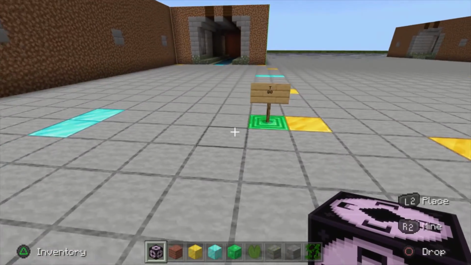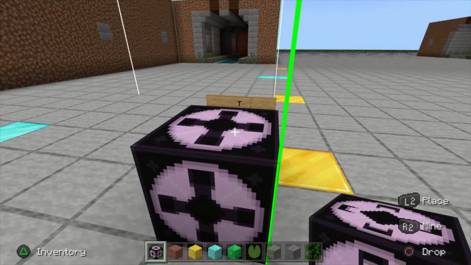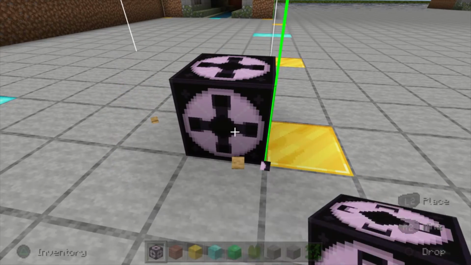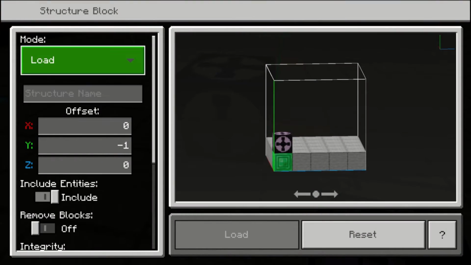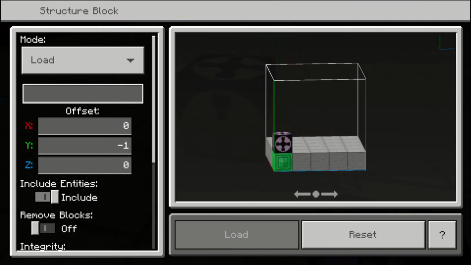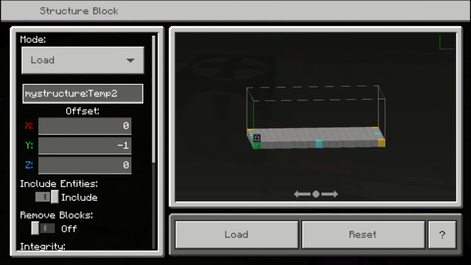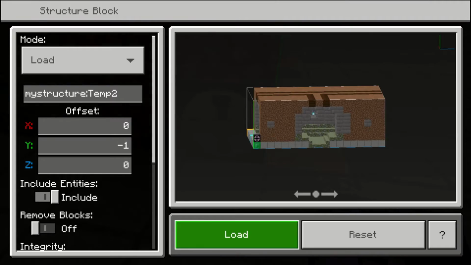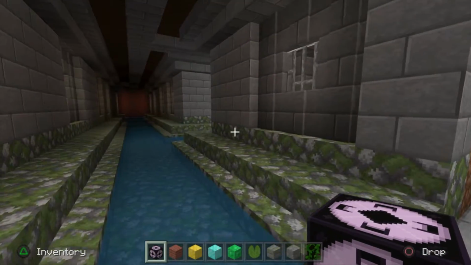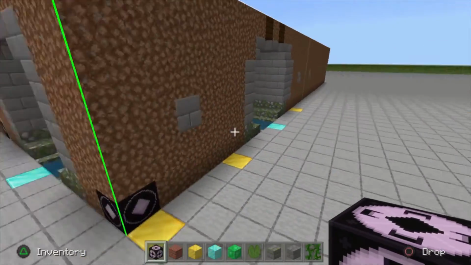And this one says T at 0 degrees, whoops, type this in, load, temp 2, 0 degrees, load, done. All right, see how this is moving right along here.